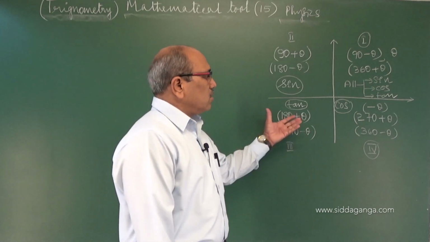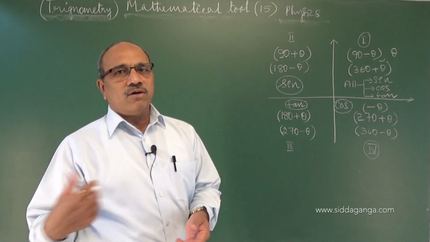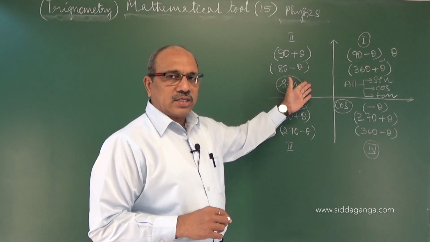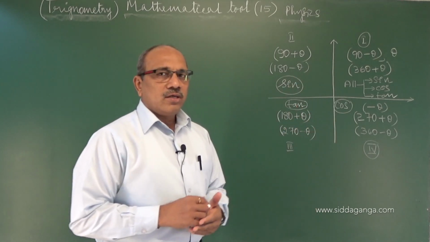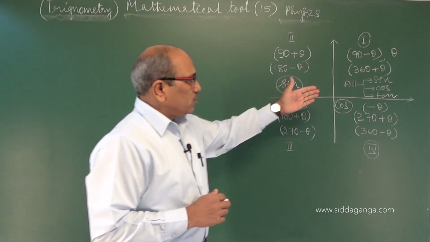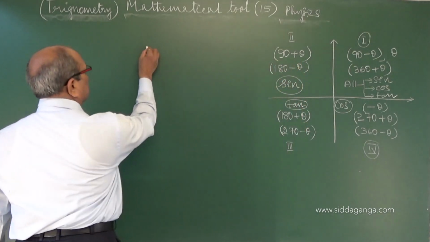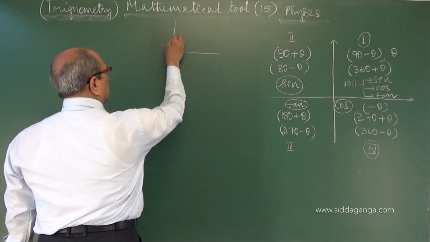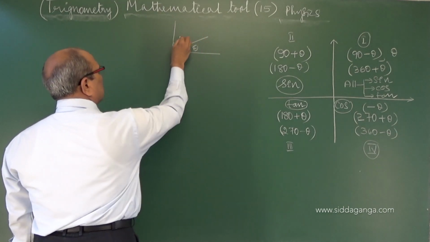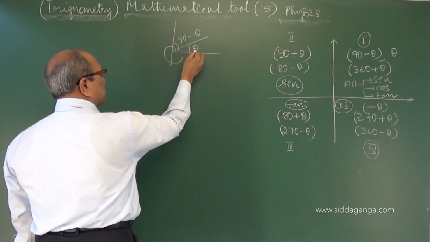So in many cases we have to find the angle with the help of the log book, for which we have to convert any angle coming in the second, third or fourth quadrant. It is quite necessary to bring it to the first quadrant. In the first quadrant, if you take theta, this is nothing but 90 minus theta, or it is 360 plus theta.